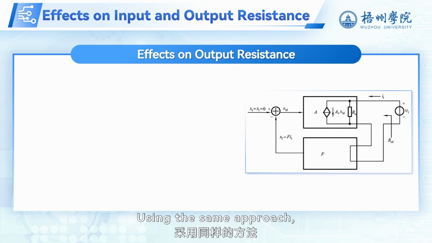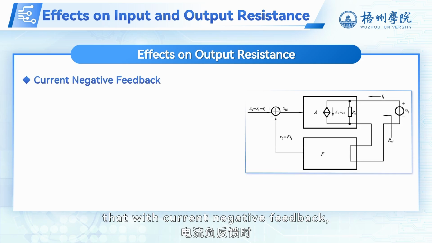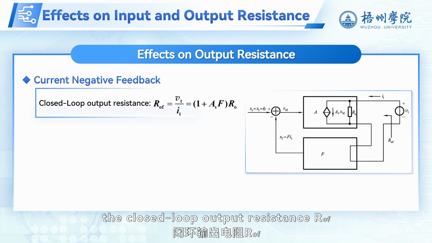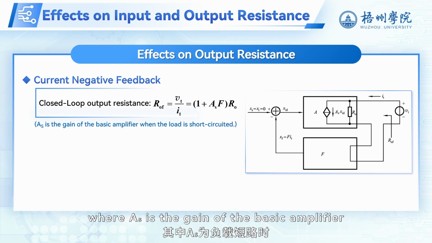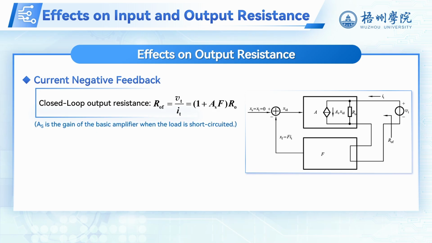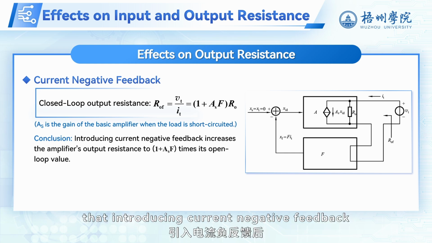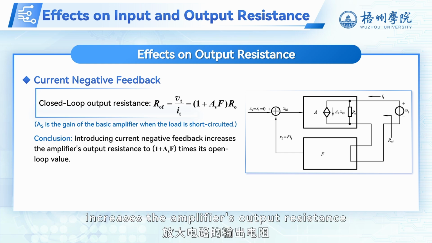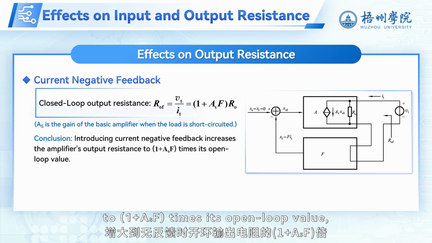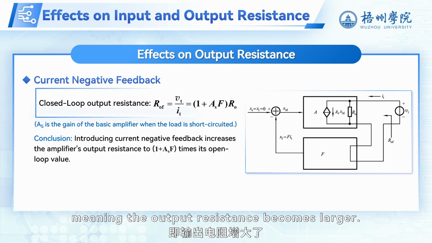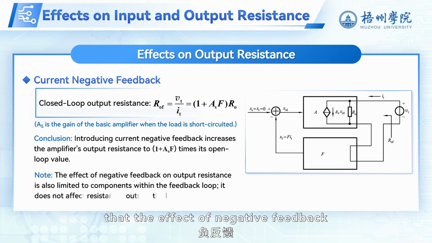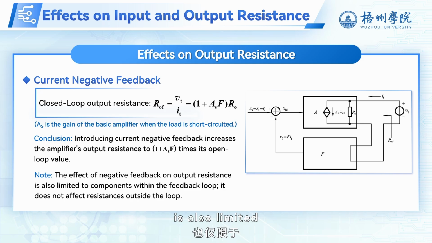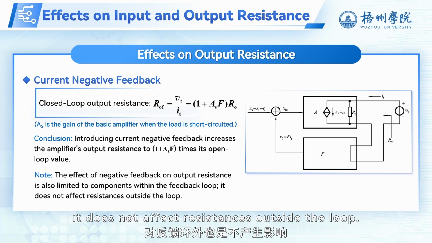Using the same approach, it can be derived that with current negative feedback, the closed-loop output resistance ROF equals RO multiplied by 1 plus ASF, where AS is the gain of the basic amplifier when the load is short-circuited. From this, we conclude that introducing current negative feedback increases the amplifier's output resistance to 1 plus ASF times its open-loop value, meaning the output resistance becomes larger. Note that the effect of negative feedback on output resistance is also limited to components within the feedback loop. It does not affect resistances outside the loop.